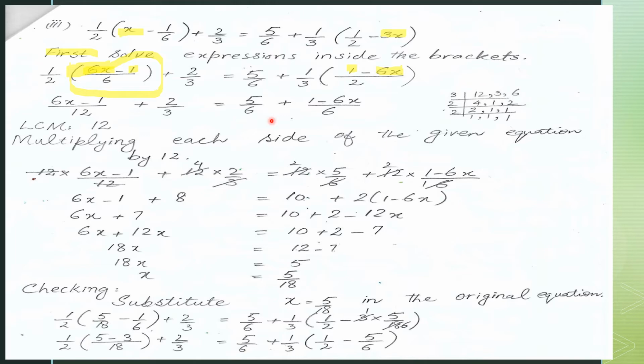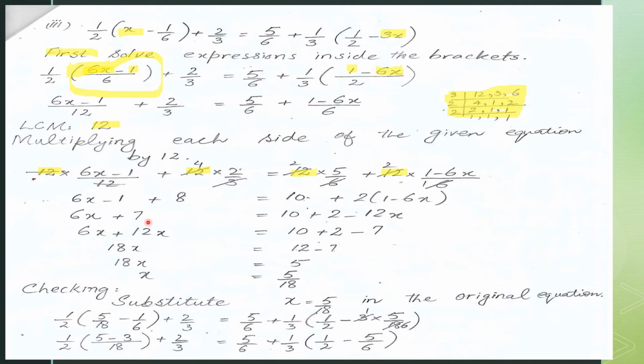Now get the LCM of all the numbers. Here you can see 3 is there, 12, 3, 6. Take the numbers. Now find out the factors. Now LCM is 12. Multiply each side of the given equation by 12. Now 12 is going to be multiplied by each and every expression or fraction. 6x minus 1 over 12 multiplied by 12 plus 2 by 3 multiplied by 12 equals 5 by 6 multiplied by 12, plus 1 minus 6x over 6 multiplied by 12. Now you see in the next step there is no denominator because there was cancellation.